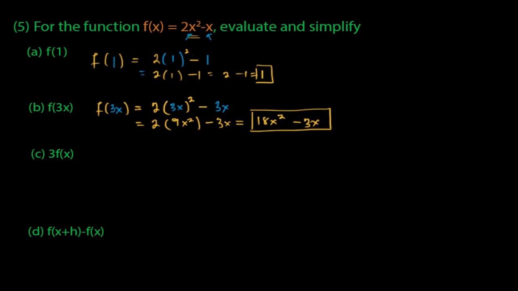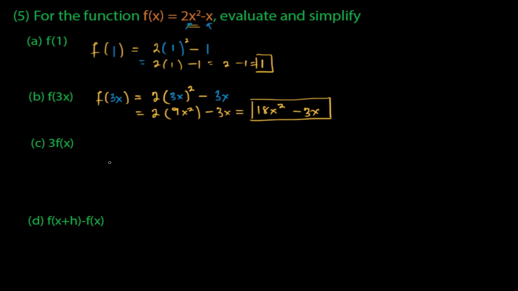And then the next one says to just find 3 times f of x. So this is equal to 3 times the whole value of f of x, that is the function itself, which is 2x squared minus x. And this is equal to 3 times 2x squared is 6x squared, then minus 3 times x, which is 3x. Since this is x squared and this is x, they are not of the same family, so you shouldn't simplify. This is the best level it can go.